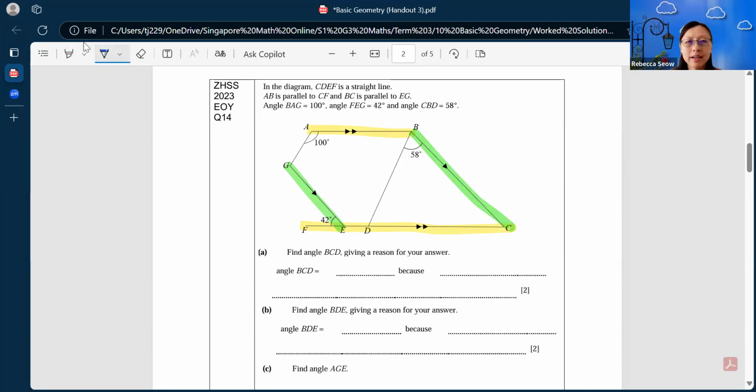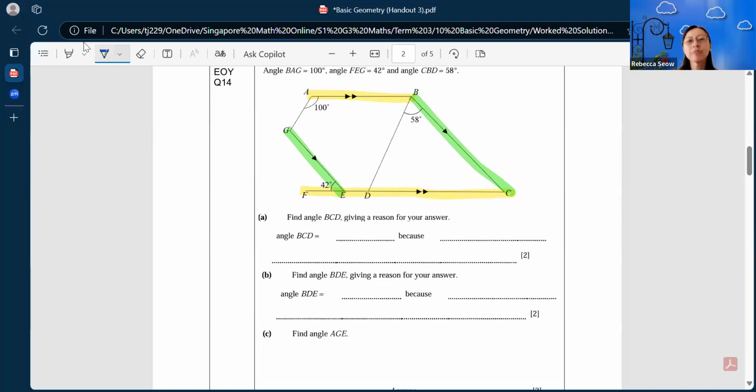The angles that are identified have also been put into the diagram. So now let's try to find angle BCD. This is angle BCD. How do we find it? Let's take a moment to observe and see how we may find this angle BCD.